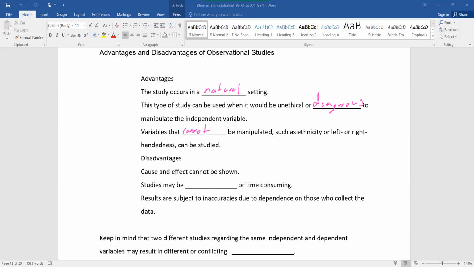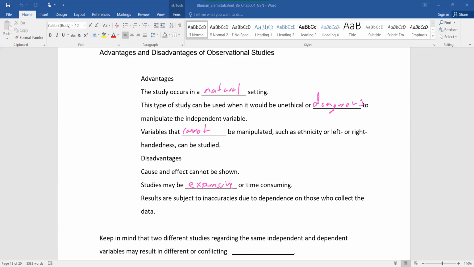Disadvantages: cause and effect cannot be shown. Studies may be expensive or time consuming. So this could take years for me to show the results on something in a natural habitat where I'm just waiting for something to happen. Like if I'm seeing that more competitive people have high blood pressure, I might want to know, does it cause a cardiac arrest? And I might have to wait a few years before someone finally drops down. So it can get expensive because I'm also getting paid to watch people get really stressed out.